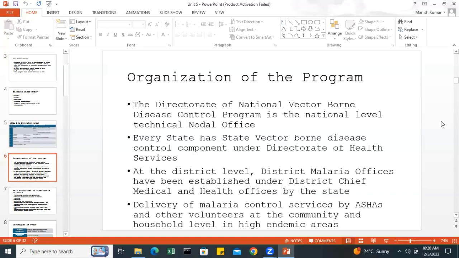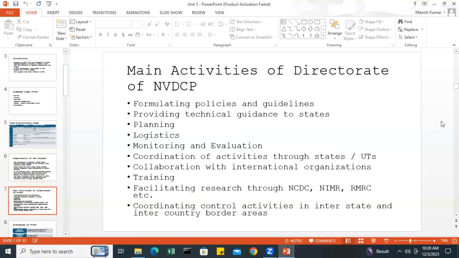So at the periphery, or at the field level, the delivery of malaria control services is taken care of by ASHAs or other volunteers who are at the community and household level in the endemic area. So what are the main activities of the Directorate of NVDCP?